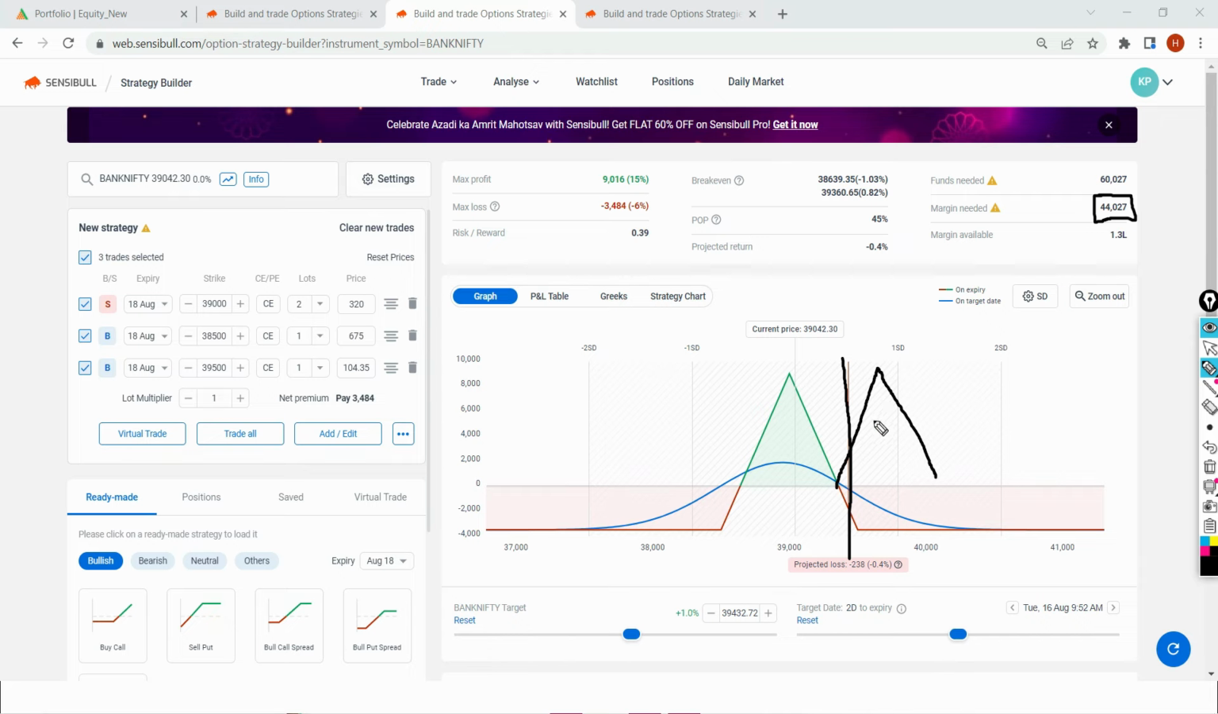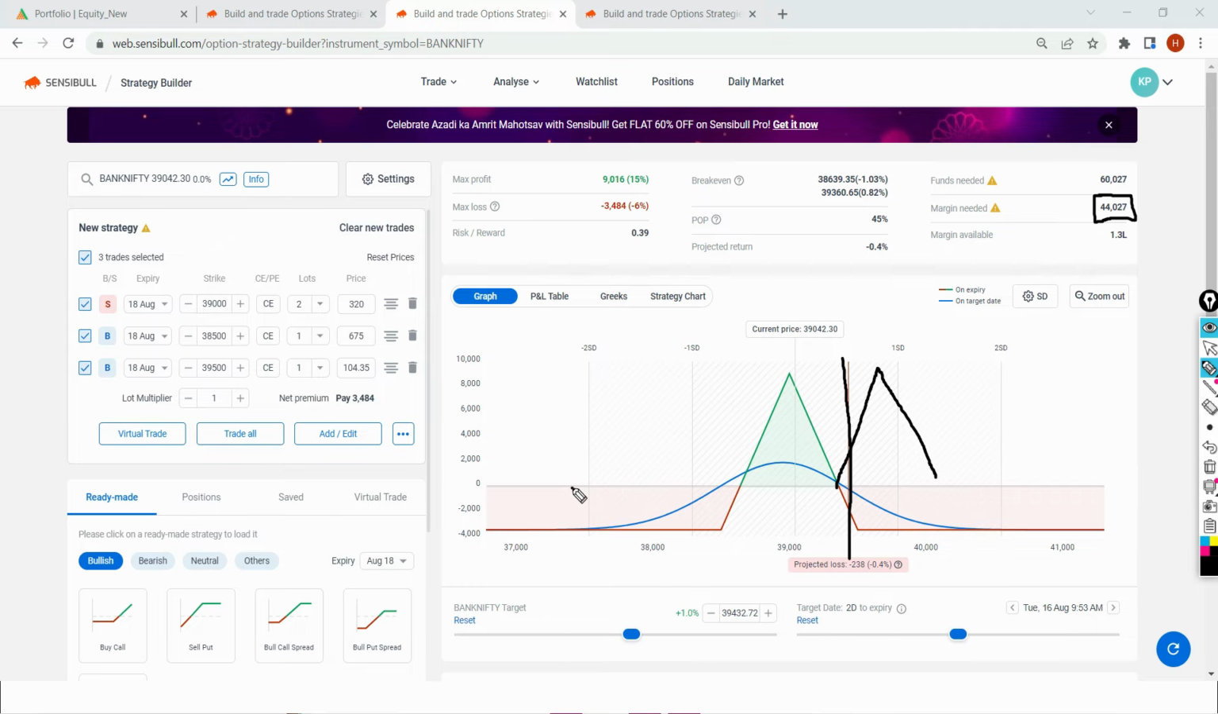Whenever you're deploying a butterfly, ensure that you are buying the wing of the butterfly in such a way that you do not have the loss on the call side. You have to select your break-even in such a way that your loss on the call side is mitigated, because the market is going on your call side. I'm just giving you a teaser. I'll make all the videos.